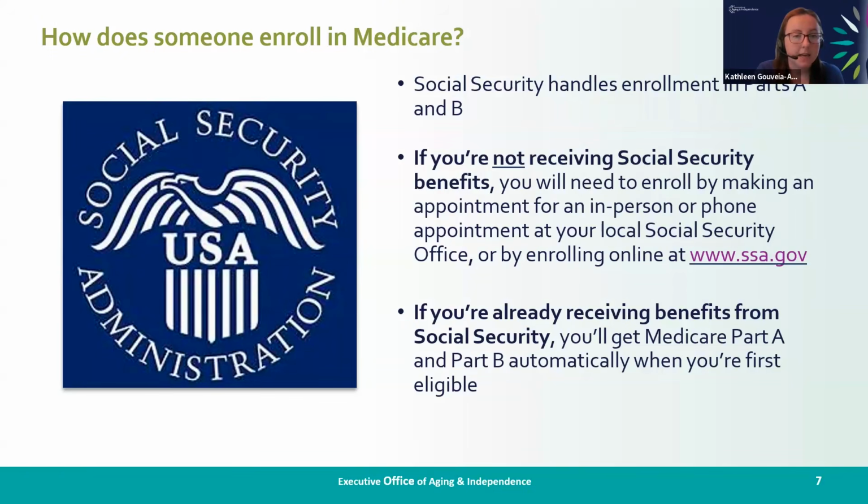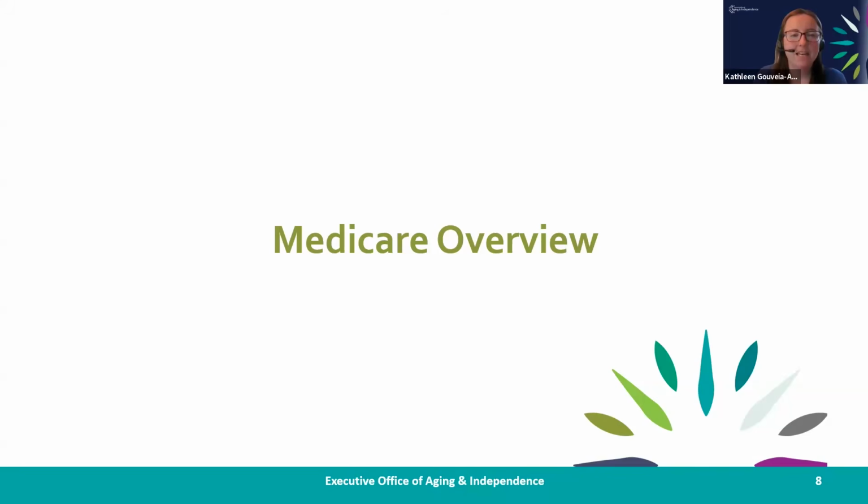How does someone enroll in Medicare? Social Security Administration handles enrollment in Medicare Parts A and B. If you are not receiving Social Security benefits, you will need to enroll by making an appointment for an in-person or phone appointment at your local Social Security office or by enrolling online at www.ssa.gov. If you're already receiving benefits from Social Security, you'll get Medicare Part A and Part B automatically when you're first eligible.